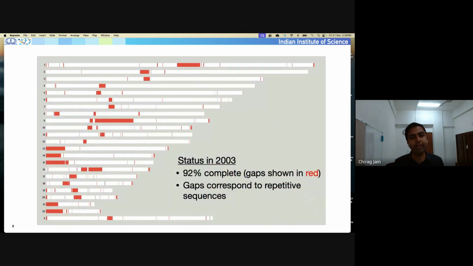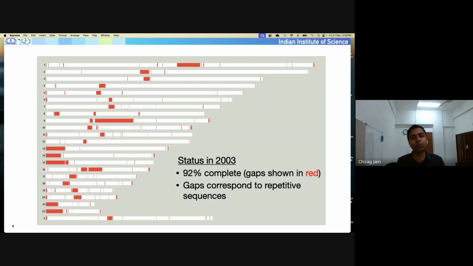Now, if we look at the status of the human genome in 2003, it turned out that at that point, only 92% of the complete genome was completed, and many chromosomes had gaps left. All the red blocks that you see in each chromosome are indicative of a gap that was left unresolved. And why do these gaps occur? The reason is that these gaps correspond to the repetitive sequences that occur in the genome.